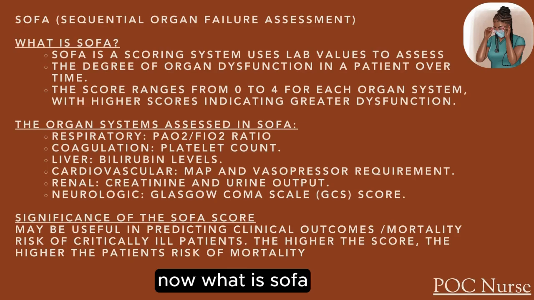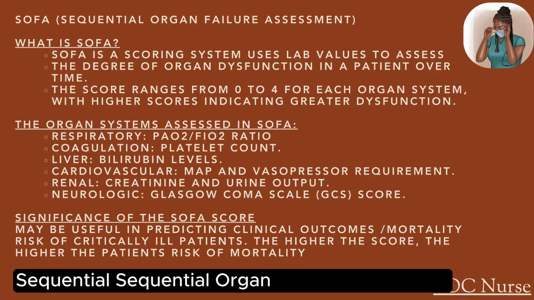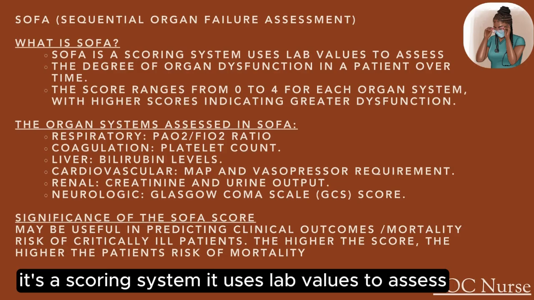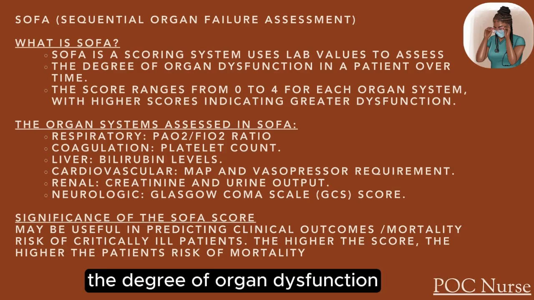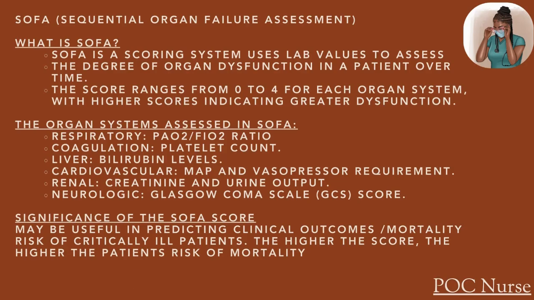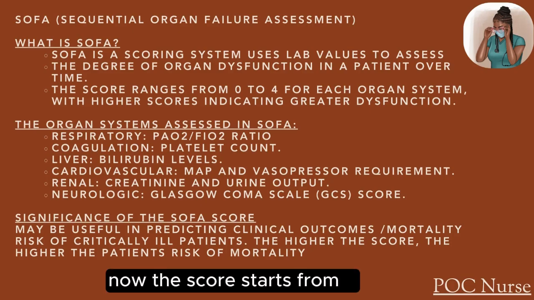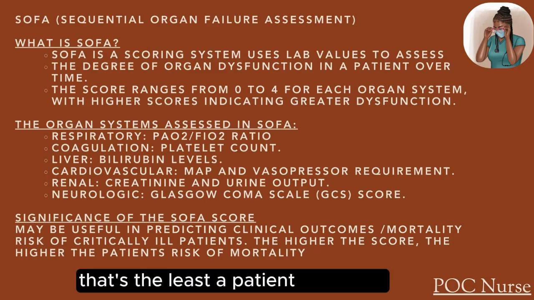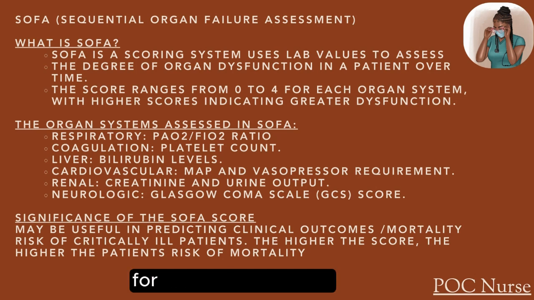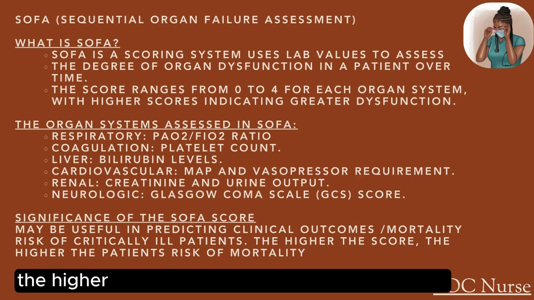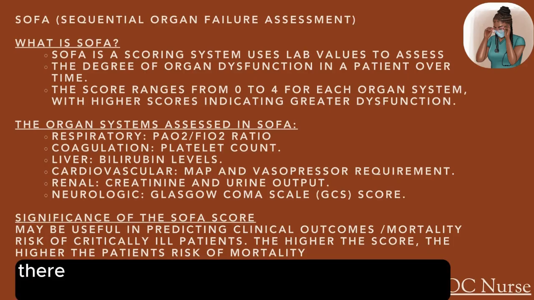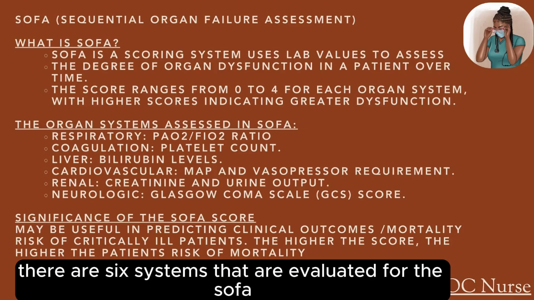Now, what is SOFA, sequential organ failure assessment? It's a scoring system. It uses lab values to assess the degree of organ dysfunction in a patient over time. Now, the score starts from 0. That's the least a patient can score, and the most a patient can score is 4 for each organ system. The higher the score, the greater the dysfunction. Now, there are 6 systems that are evaluated for the SOFA score.